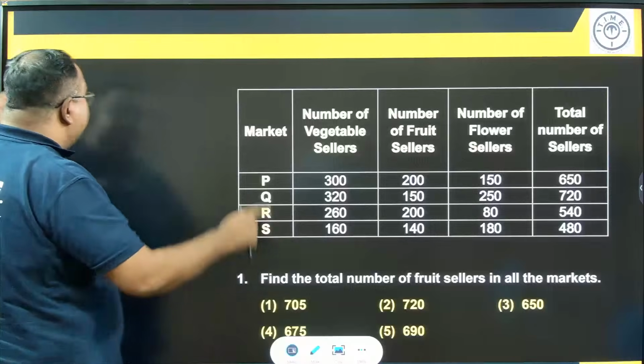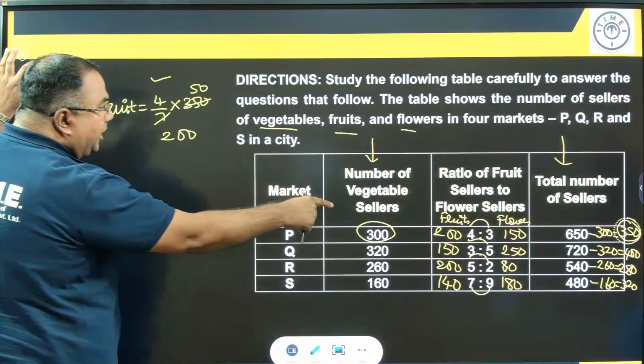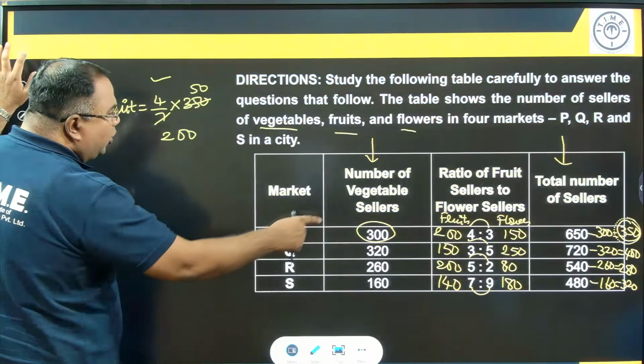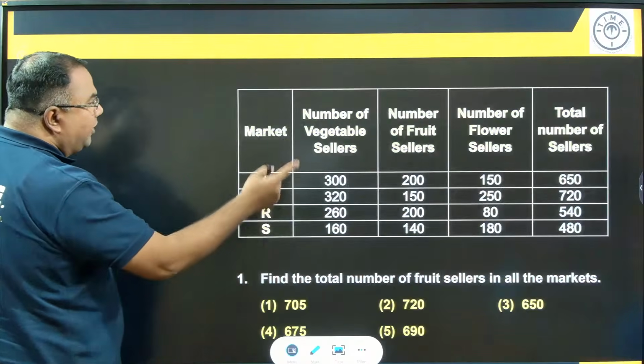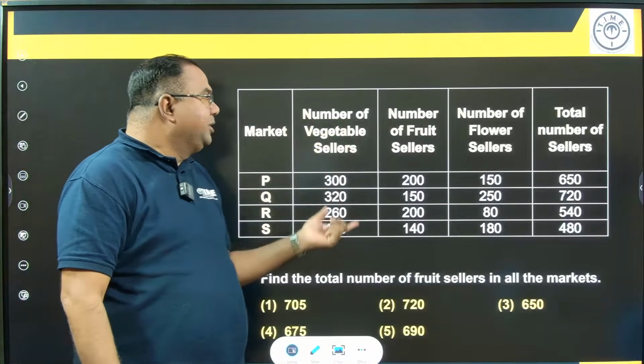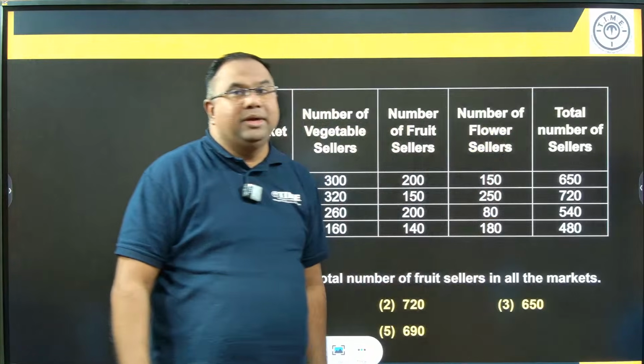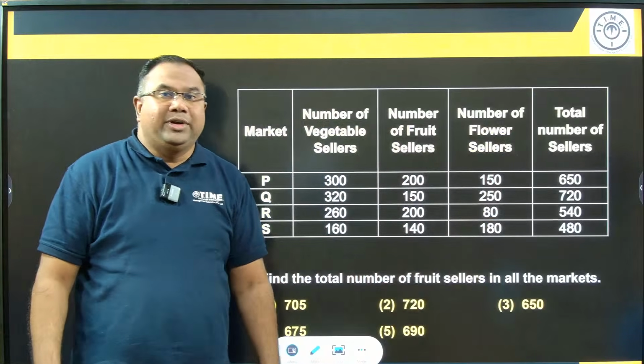See all this data: 200, 150. I got 150, 250, 150, 250, 280, 280, 140 and 180, 140 and 180. Now clearly I have vegetable sellers, number of fruit sellers, number of flower sellers, and total number of sellers. Right? Your time starts now.